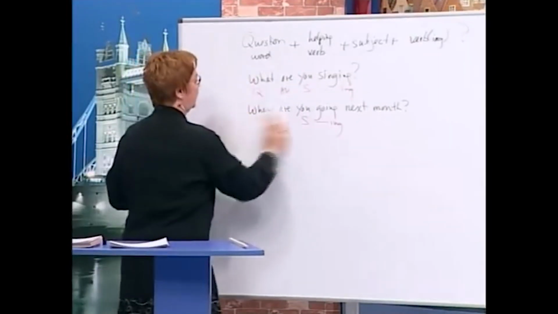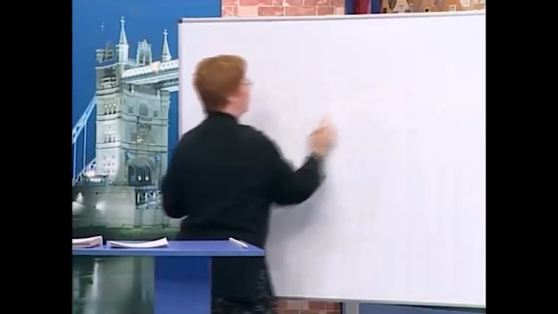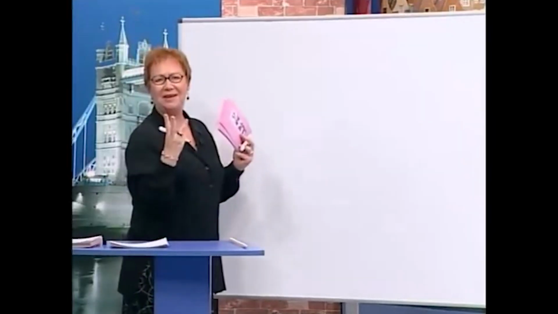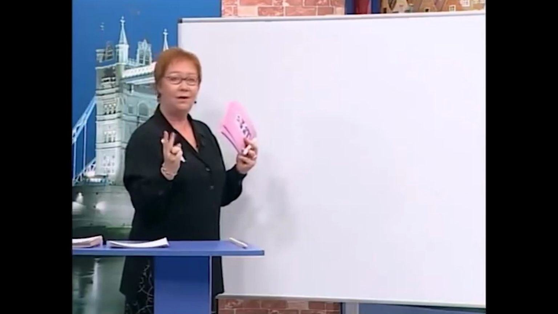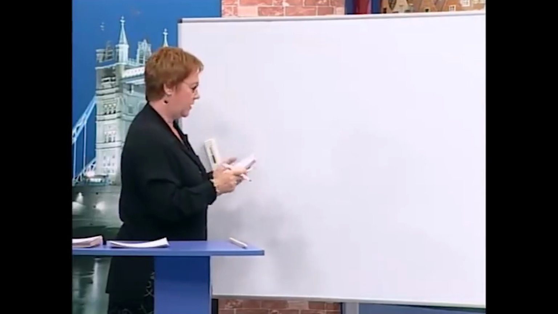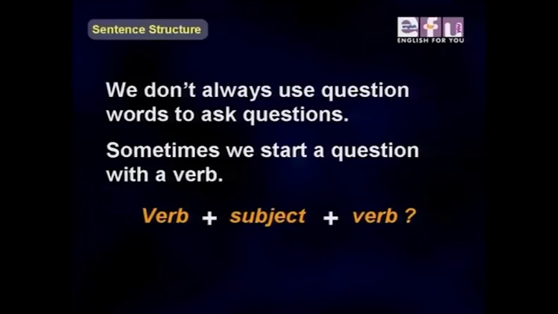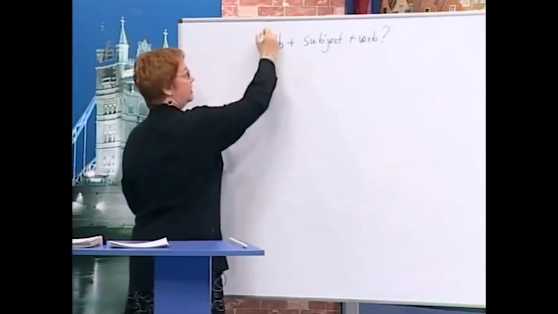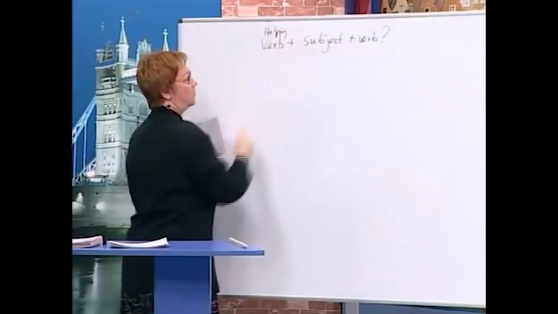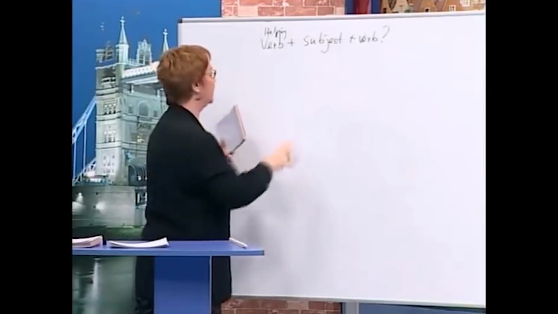We're going to look at yes/no questions. And yes/no questions can only have three answers: yes, no, I don't know. Okay? So for these yes/no questions, this is how it looks. Verb plus subject plus verb. This is going to be a helping verb. Okay? If it's a normal verb. If it's the verb be, then it's only one.